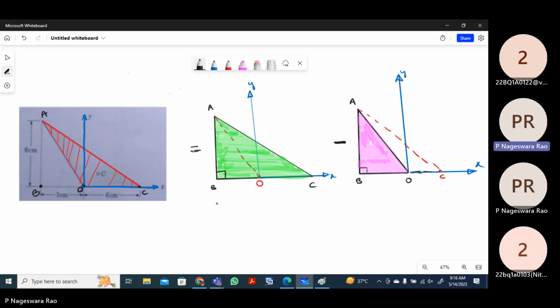So the dimensions are like this. This entire triangle length will be 3 plus 6, that means 9 centimeters. Whereas this dimension is 3 centimeters, and this dimension is 6 centimeters.